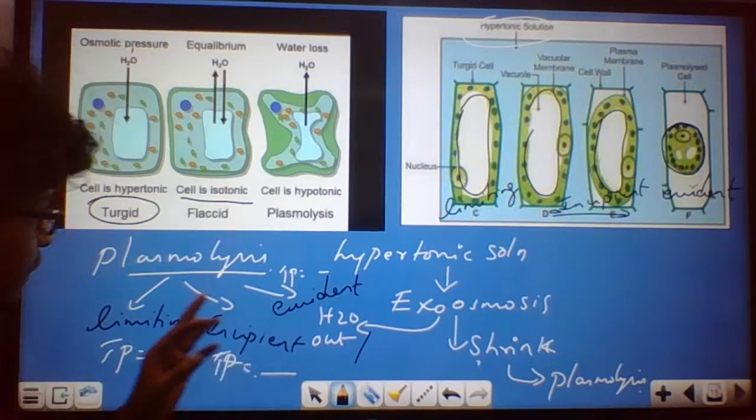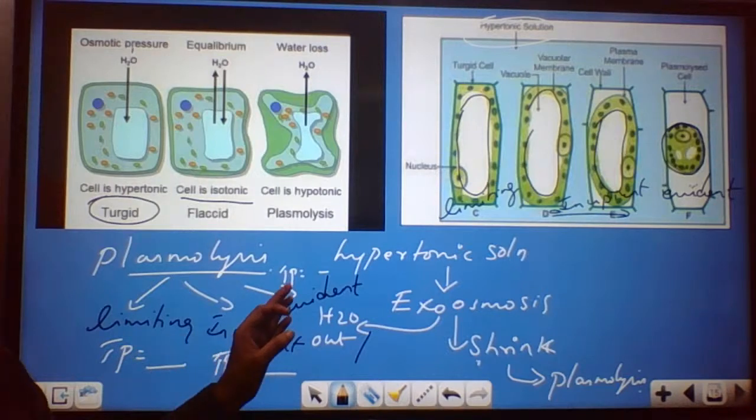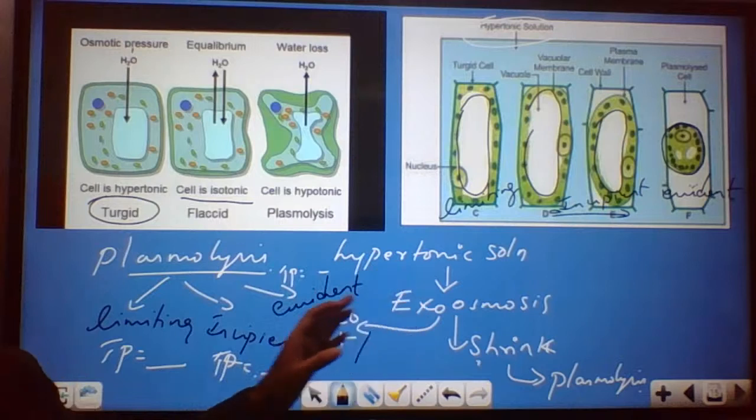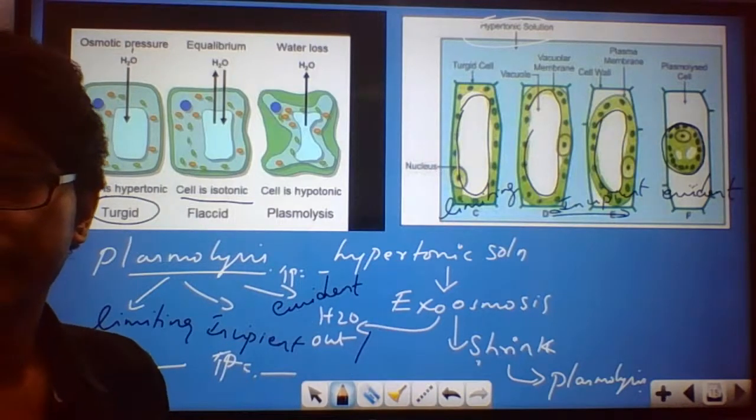Fine. So plasmolysis has three types: limiting, incipient, and evident. So what's the question, Shanmugam? Can you ask the question?